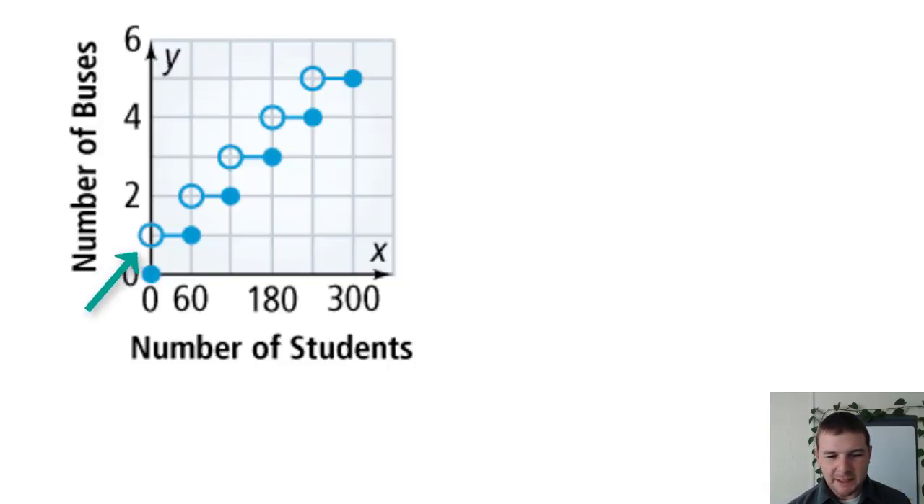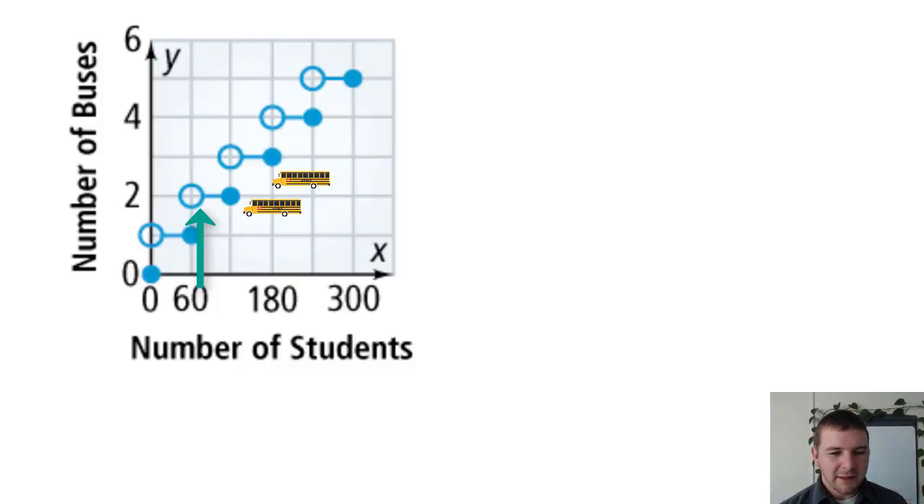Thinking about what that means, if there's 1 student, we need 1 bus. If there are 2 students, we still need 1 bus. If there are, let's say, 35 students, 1 bus. And when there are 60 students, 1 bus will still manage, so we have a solid dot there. If there are 61 students, we now need 2 buses. So that explains the step up to 2 on the y-axis.